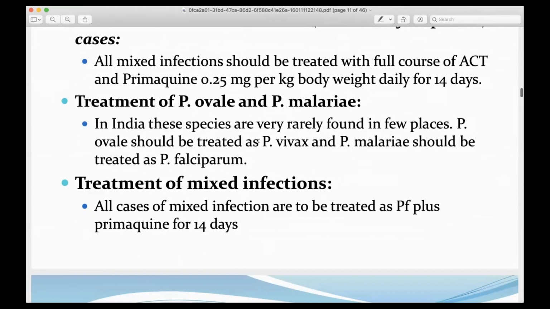In all cases of mixed infection, you treat Plasmodium falciparum plus primaquine, because in Plasmodium falciparum primaquine is not needed for 14 days, but in vivax or ovale it is needed for 14 days, because they enter the liver and they can stay for a long time. And when there is no action of chloroquine in the blood, they come out and they again produce the infection. So recurrent infection will be there if you are not giving primaquine in Plasmodium vivax.